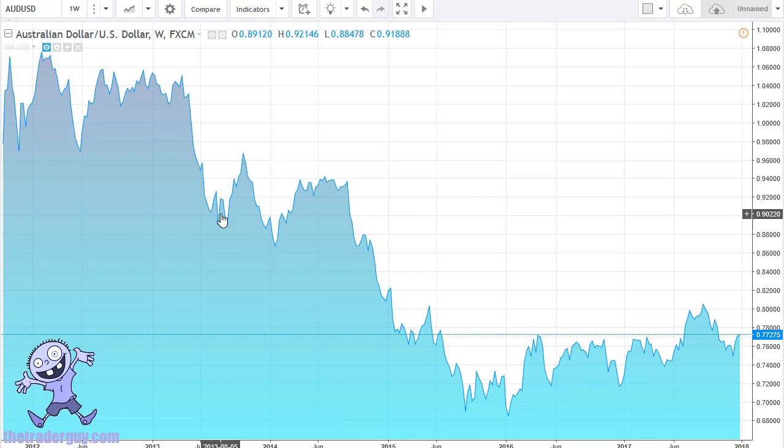So in front of you, I have an area chart of the Australian dollar, US dollar. It's essentially a line chart that just fills in the bottom. It gives you a little easier visualization of what's going on. Really not useful for trading in and of itself. This is the weekly time frame of the Australian dollar US dollar pair. The Aussie has been pummeled, but has been kind of grinding its way a little higher as of late.